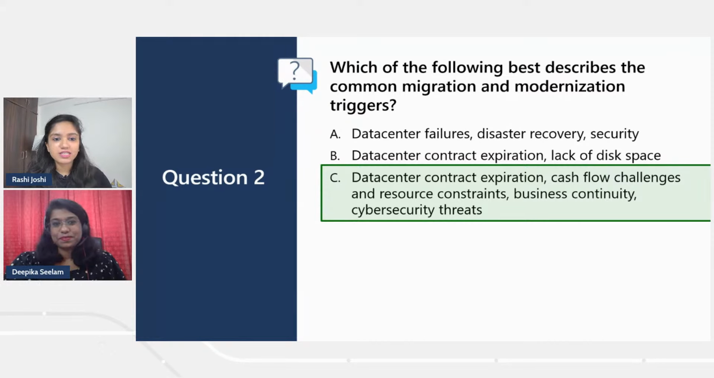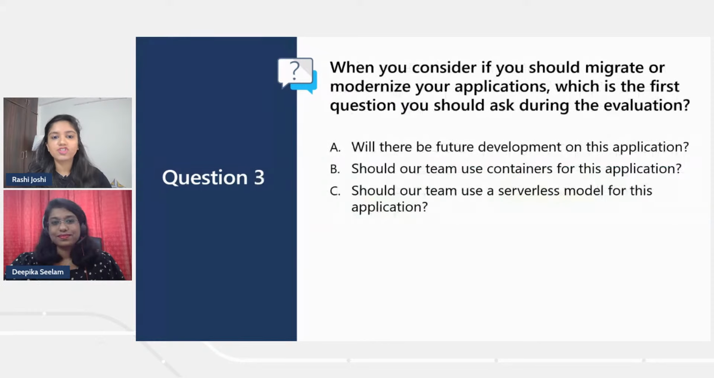So let's go to the third question. The moderator will put the third question in the chat as well. Let's quickly move on. This one I really like, and I'm really curious to see what our audience thinks of it. So, when you consider if you should migrate or modernize your applications, which is the first question you should ask in this evaluation? Oh my God, this is a question we get from customers so many times. They come to us saying, "I know where I want to be, just help me get there."